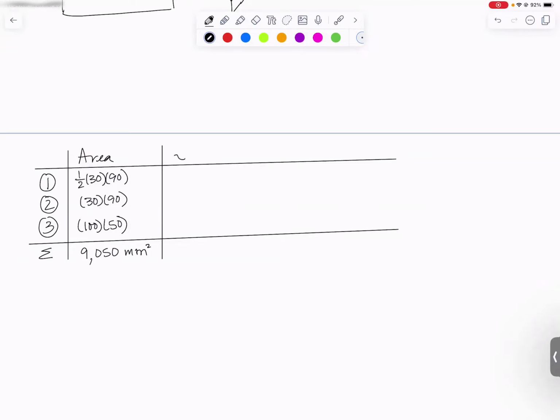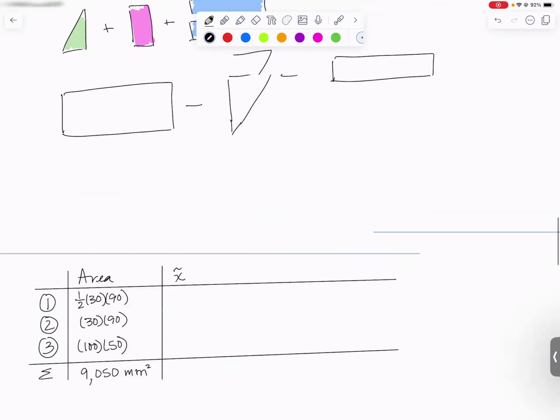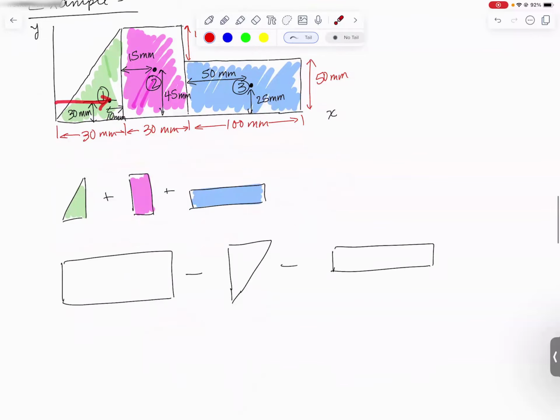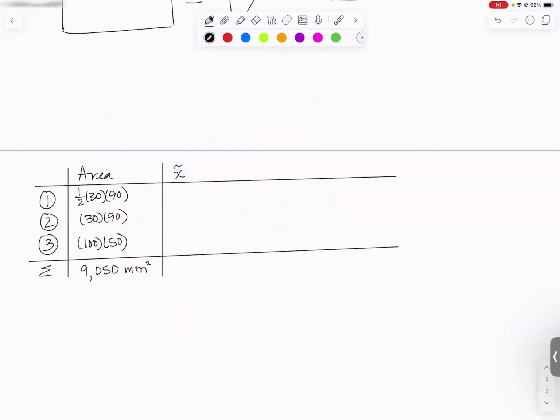Okay, next we need to find X and Y locations of centroids. So shall we do X tilde first? So we're finding X coordinates of centroid. Oh, this is actually the harder one. So for that first triangle, we know that the centroid X coordinate is 10 millimeters from the right edge. The whole thing is 30 millimeters wide. So I actually want to use 20 as my distance to locate that centroid from the Y axis. So I got 20 millimeters right here.